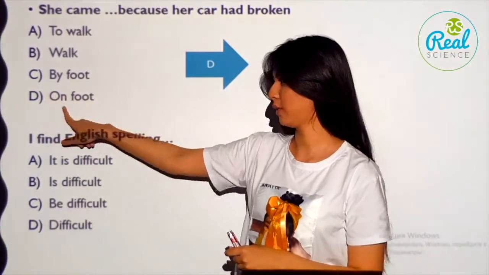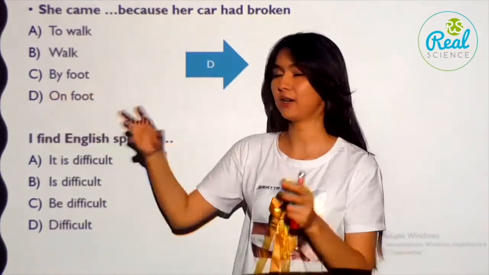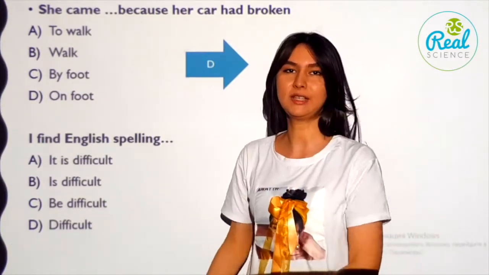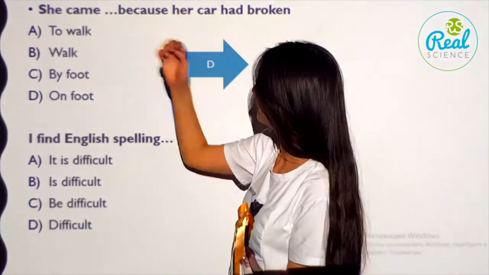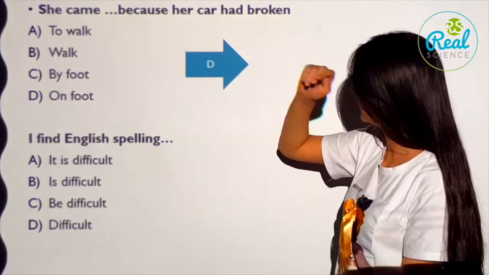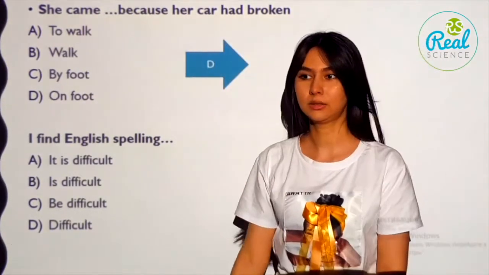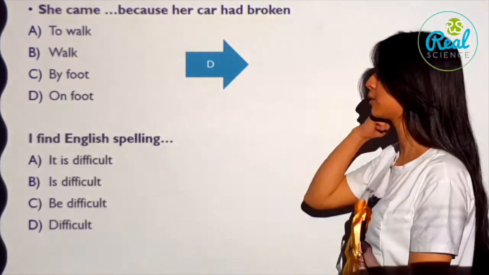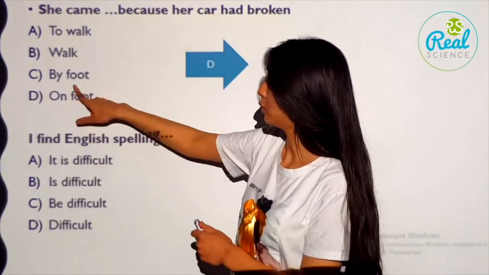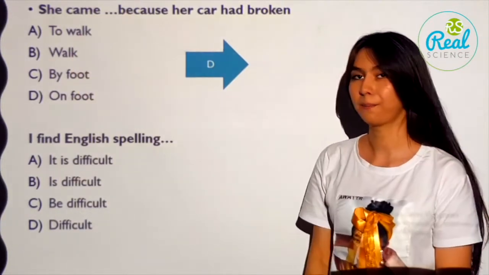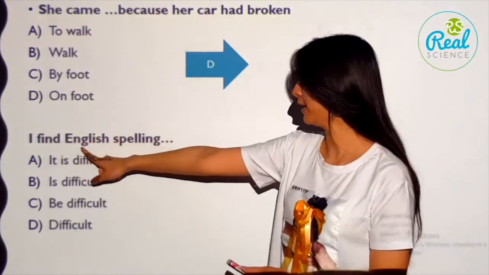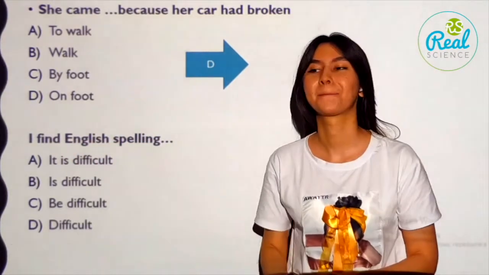With foot you always have to use on. These words come together, always. On foot. On foot это значит пешком. То есть она пришла пешком, потому что у нее машина была сломана. So that's why we put on foot. Not by foot, not walk, not to walk. By foot is also incorrect. On foot should be.